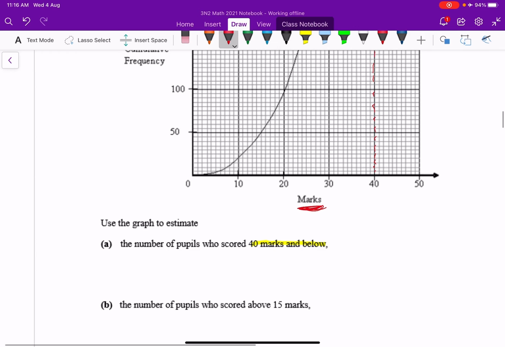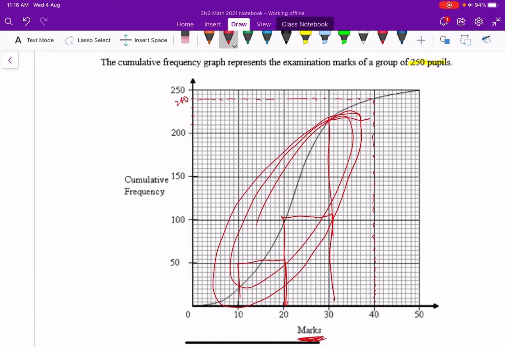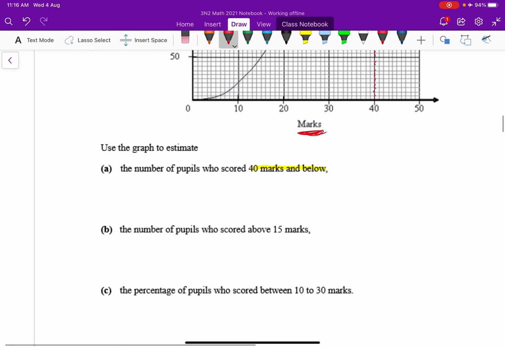So the number of pupils who score 40 and below is 240. Remember, this was supposed to be a histogram like that. Then, for easy calculation, we convert it to a curve. Now in this diagram, we draw it like that. The number is 240. It makes sense. It's 240 pupils in total.